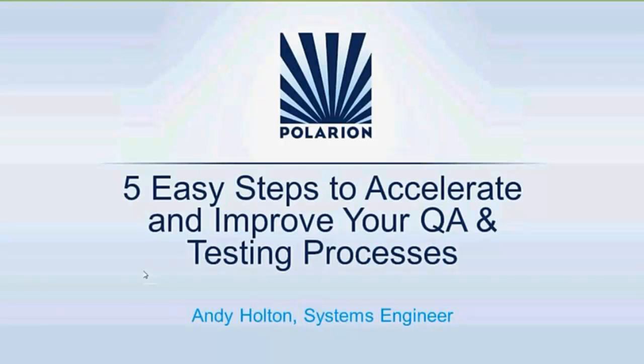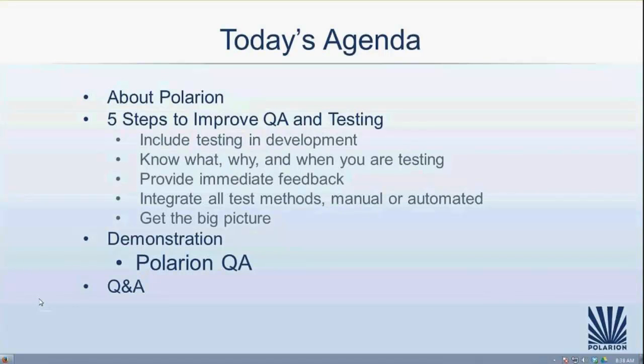This is today's agenda. First things first, I'm just going to talk a little bit about Polarian, a little bit about who we are and what we do. And then we'll go on to the meat of the webinar, 5 steps to improving QA and testing. These are 5 easy steps, things that we've identified that are really some of the struggling points that teams have when it comes to performing quality assurance and testing. And we'll talk a little about not only what the problems are, but also what some potential solutions are for those problems as well.